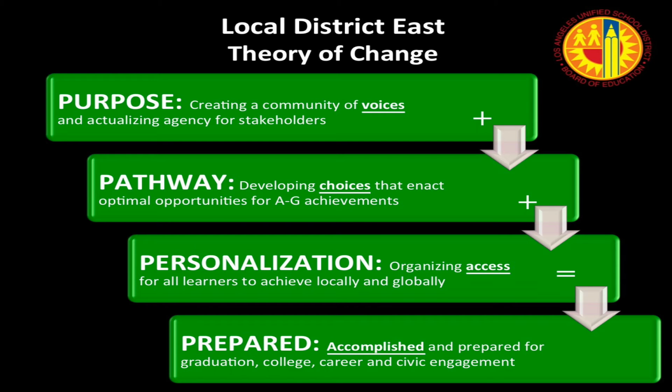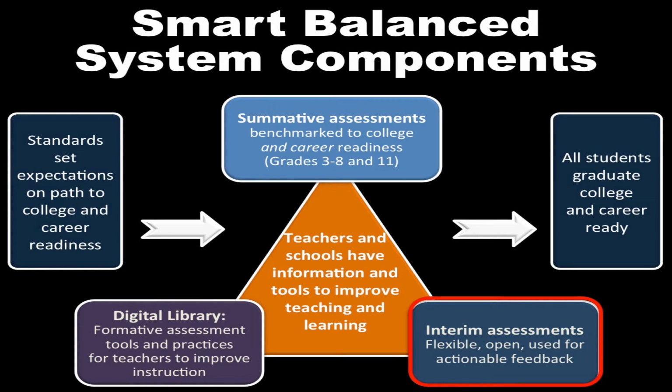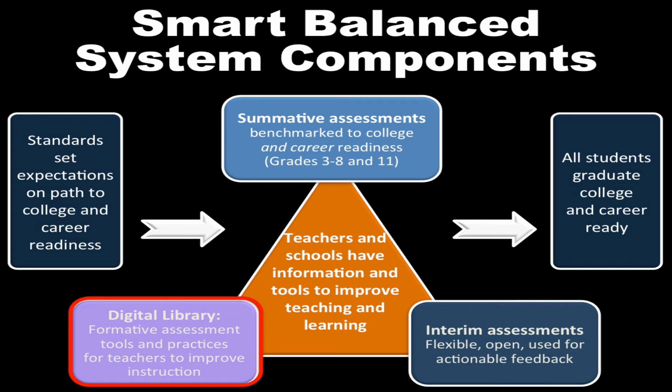Before we zoom into the digital library, we wanted to take a moment to review the Smarter Balanced System components. The Smarter Balanced System is comprised of 3 essential components: the summative assessment, the interim assessments, and the digital library. These 3 components are designed so that students move from standards to college and career readiness. In this video, our focus will be the digital library.